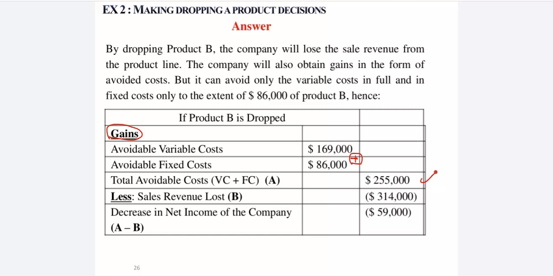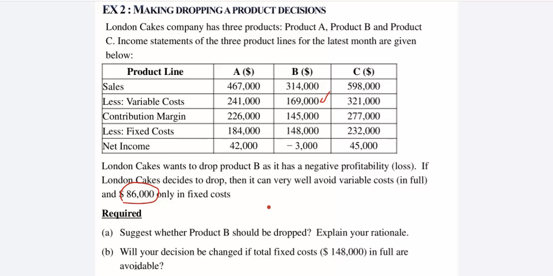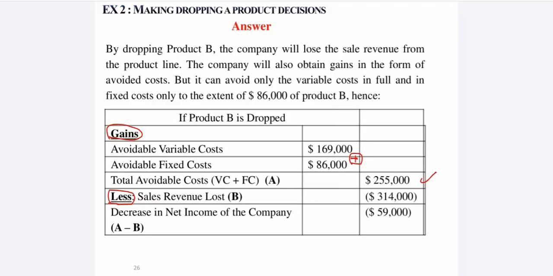I will compare this number with what? The losses. What I will lose by dropping the product. لما أعمل drop للبرودكت هخسر إيه؟ I will lose the sales from this product. مش هبيع البرودكت، يبقى أنا هخسر قيمة الإيه؟ Sales amount of this product or sales revenue of this product. How much is the sales revenue? $314,000. So my losses will be $314,000. This is my losses and this is my gains.